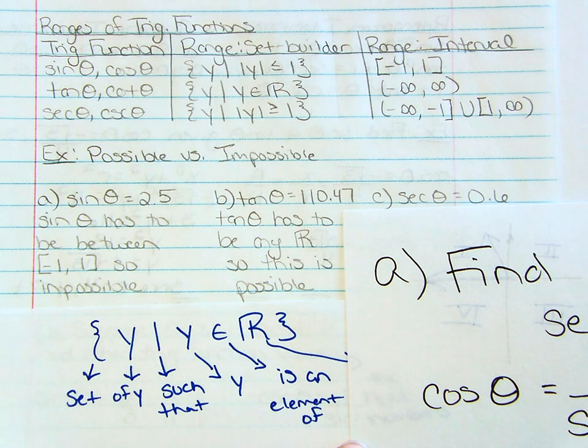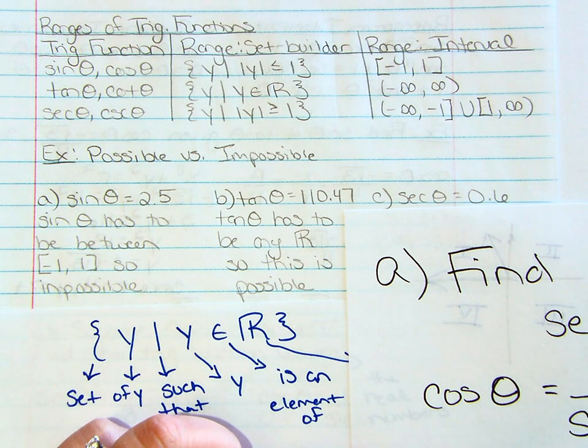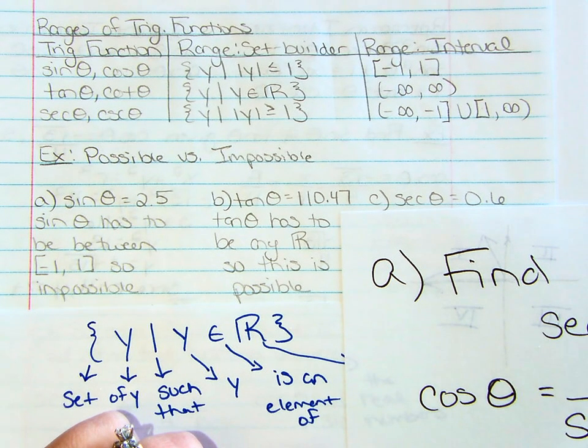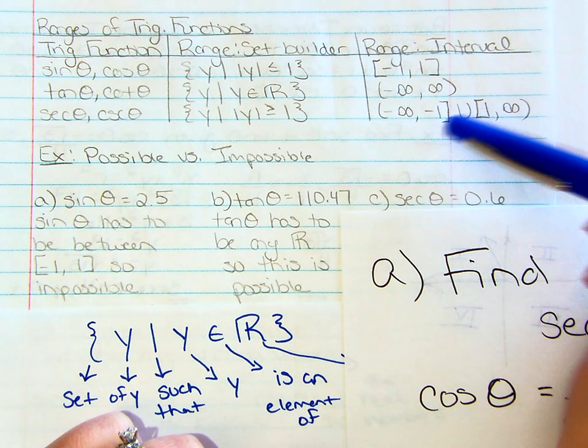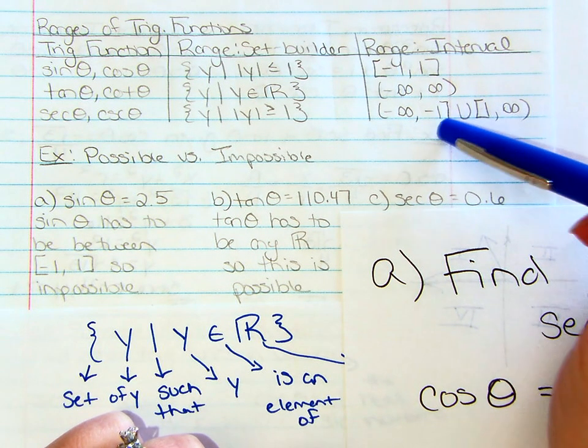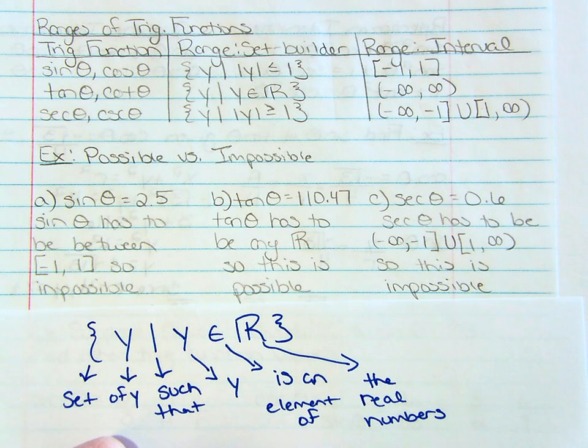And for C, we have secant of theta equals 0.6. Possible or impossible? Why? Right, it's going to fall in this gap right here between negative 1 and positive 1. And so it is impossible.